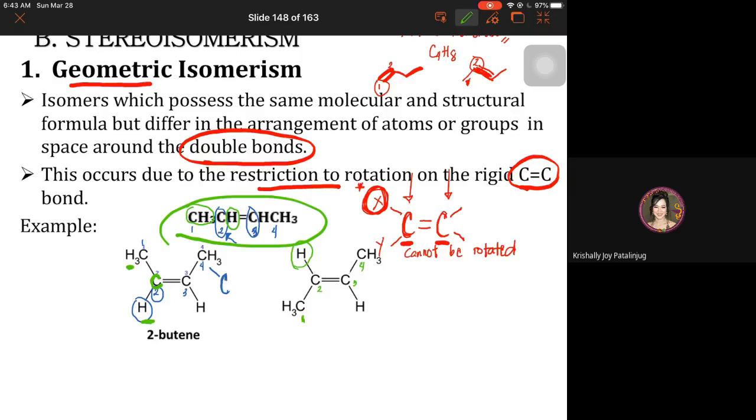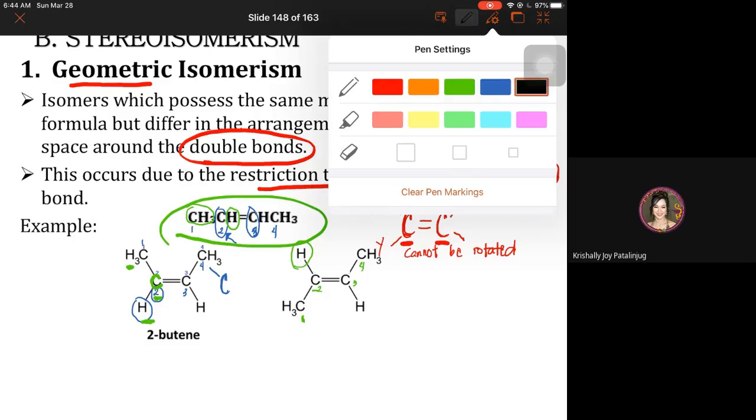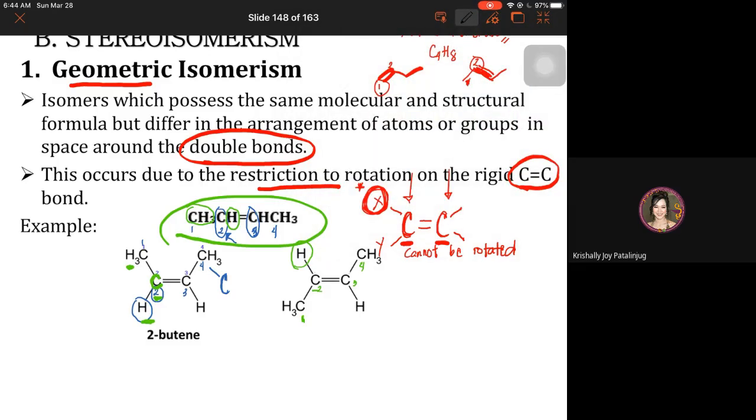Kapag dinraw na natin in a trigonal planar orientation yung mga carbon-to-carbon double bonds, okay, they will now have a different orientation of the group of atoms directly attached to this double bond carbon. So this shows isomerism. Okay, so ito yung tandaan nyo. When we talk about geometric isomerism, a particular alkene group will show geometric isomerism if on each double bond carbon, they will have different group of atoms attached to it.